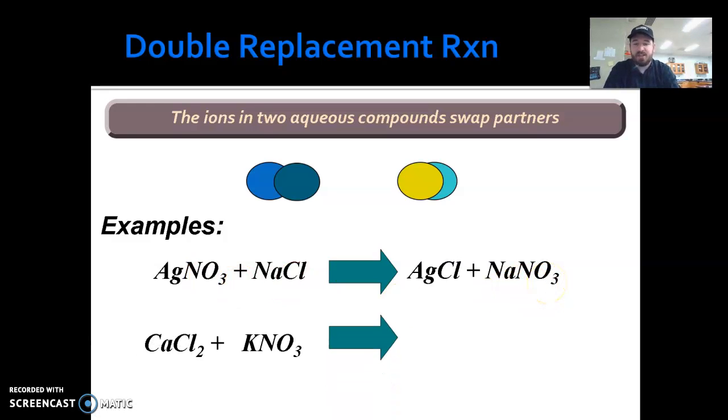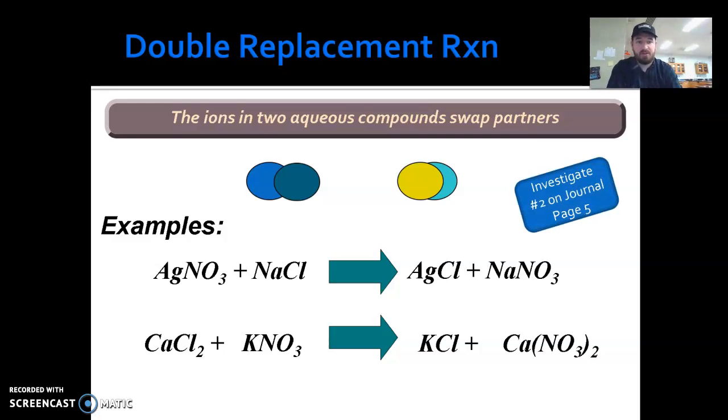Our next example is calcium chloride plus potassium nitrate. Why don't you try to predict what our products would be here? All right, and we end up with potassium chloride, plus calcium nitrate. We have our outers, our calcium nitrate, and our inners, our potassium chloride. Alrighty, so that is our fourth type of chemical reaction.